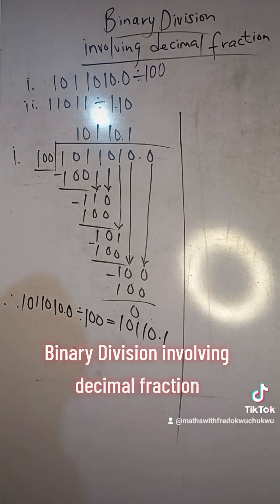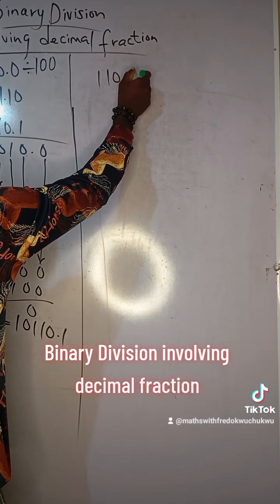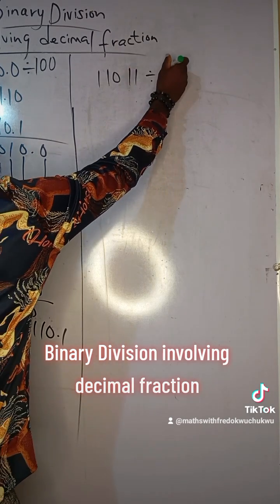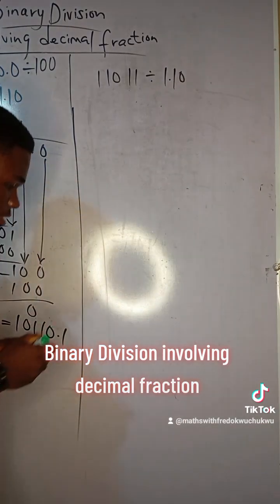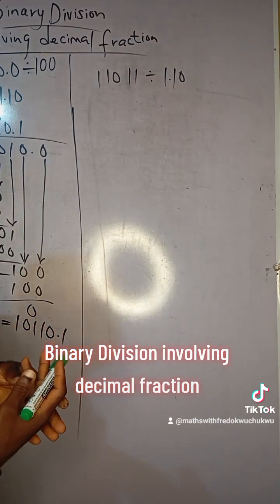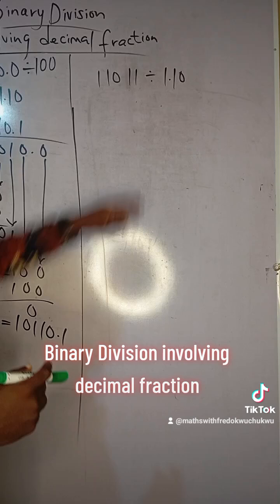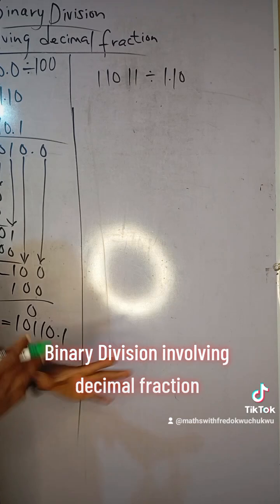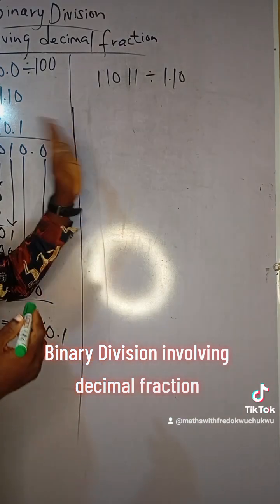Now let's go to number 2. That is the II. 11 divided by 1.10. Now in this case, using a decimal value as your divisor is going to be difficult for you to work with. So what you're going to do is change your divisor to a whole value. Now how do you do this? Now watch and see what I'm going to do.